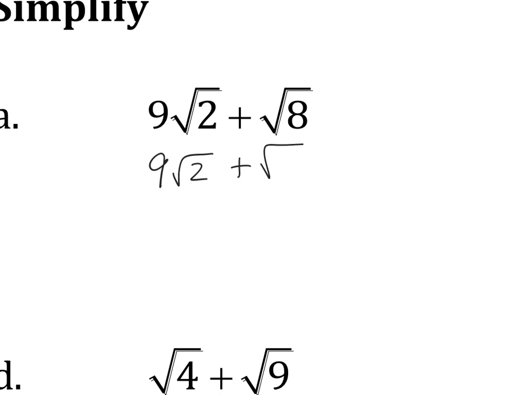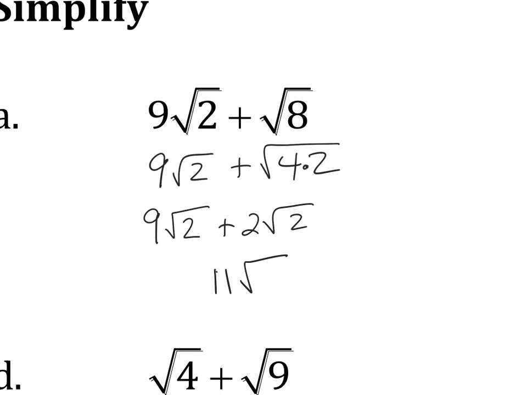And I'm going to simplify 8 into 4 square root of 2. That can then be simplified into 2 square root of 2. So now I have 9 square root of 2 plus 2 square root of 2, which is 11 square root of 2.